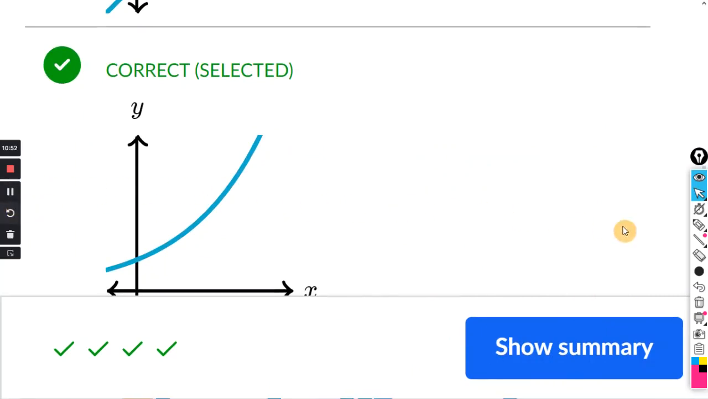We didn't have a problem like this, but remember, if you're adding the same percentage, like if you do plus 20% each time, again, that's going to be exponential.